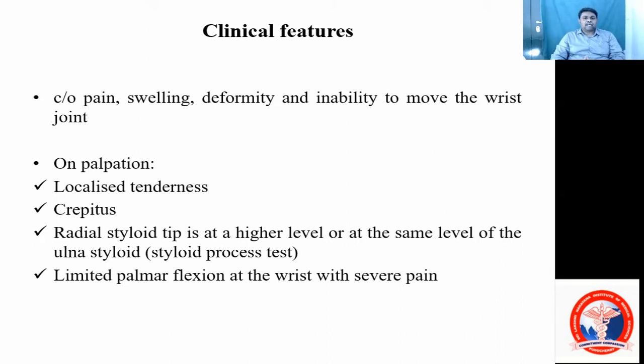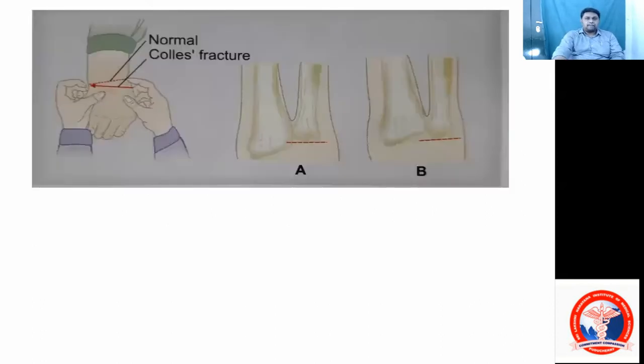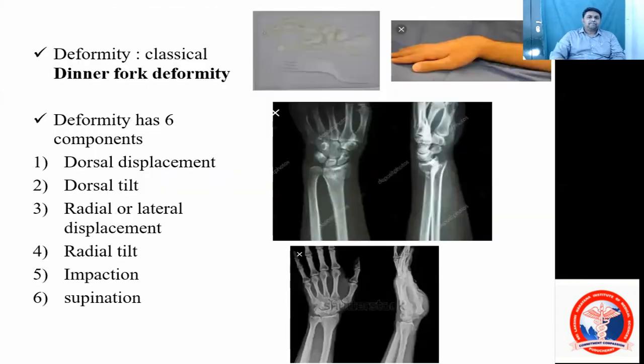Limited palmar flexion at the wrist with severe pain. That means the patient will be able to do palmar flexion, but extension at the wrist joint will be very severe. So this is a picture which shows the normal radial height. Picture A shows the normal radial height. Whenever there is a fracture in the distal end of the radius, picture B shows where the radial height is at the same level as the styloid, or it becomes still higher.